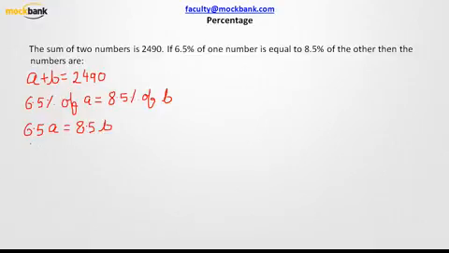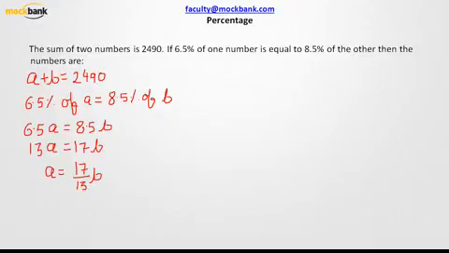This is 13 A and this would become 17 B. You understand? This is 13 into 5, which is 65. 17 into 5 is 85. So A comes out as 17 over 13 B.